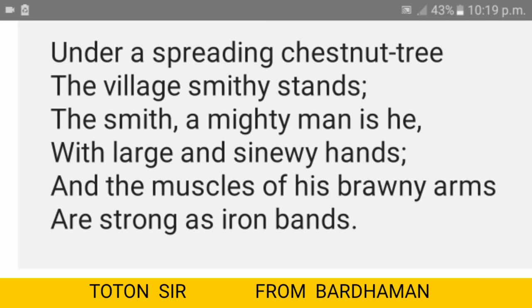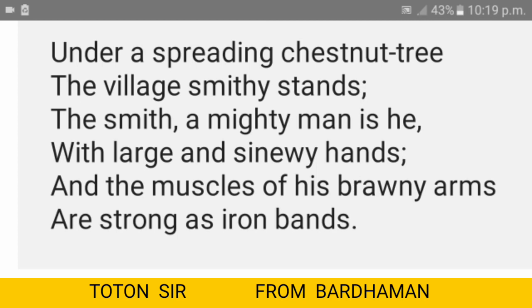These lines mean what you are seeing in the lines. The poet talks about a person, the blacksmith, of course, who is strong and he is standing under the chestnut tree. Mighty means strong man. With large and sinewy hands means his hands are stronger than usual, and the muscles of his brawny arms are strong as iron bands. The poet uses a simile to compare his hands to iron bands in the last line.